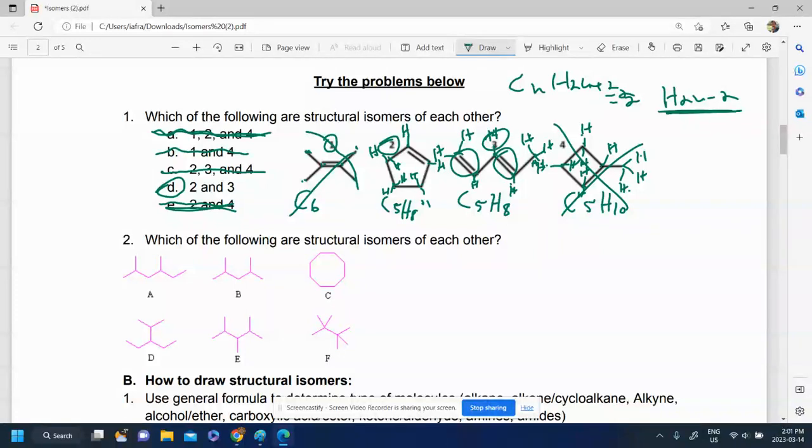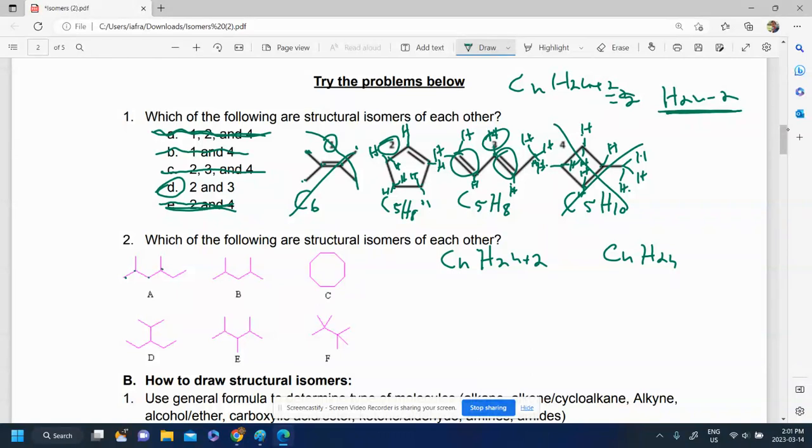Which of the following are structural isomers of each other? So I'm going to start off by just acknowledging that these are all alkanes. So for the most part, they have the CnH2n+2, except for the cyclical one. But I don't have to go recount everything. These are all alkanes, so they're all CnH2n+2. And then the ring is a CnH2n.